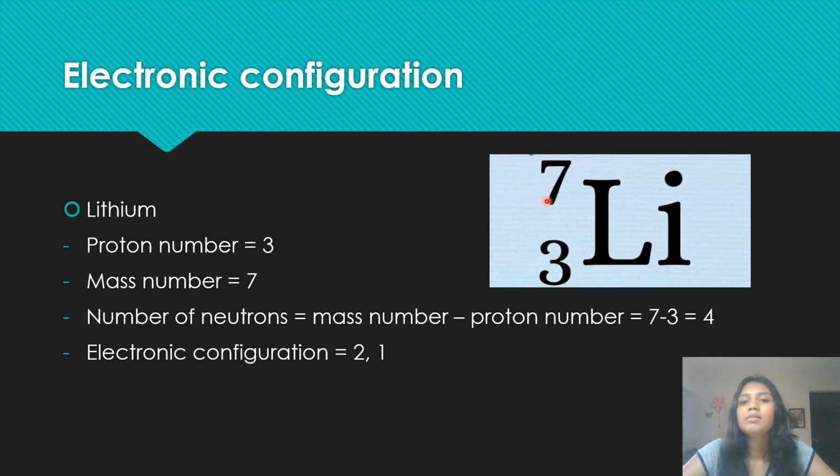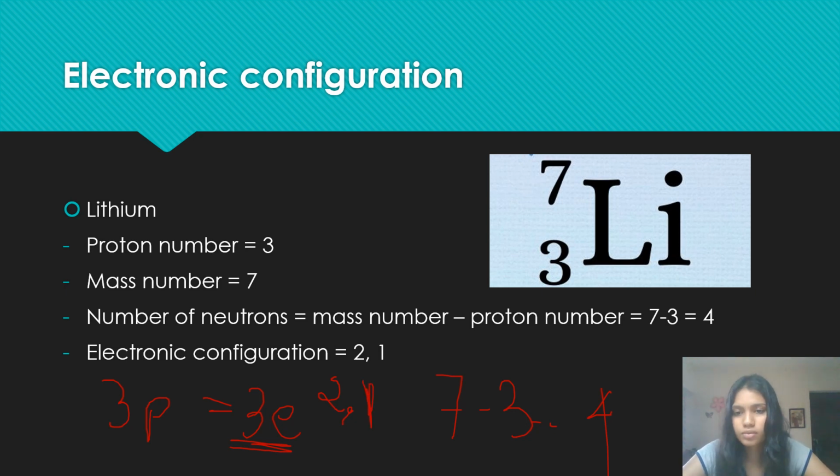Next, lithium. Lithium has an atomic mass of 7, which means the number of protons and neutrons in the nucleus totals 7, and it has 3 protons. So the first indicator is that if it has 3 protons, as a neutral atom it has to have 3 electrons. And the second thing is the number of neutrons is 7 minus 3, which is equal to 4. The electronic configuration is 2 in the first shell. It cannot be 3 because of 2n squared, the maximum is already satisfied. So 2 comma, and 1 is left over. So 2 comma 1.